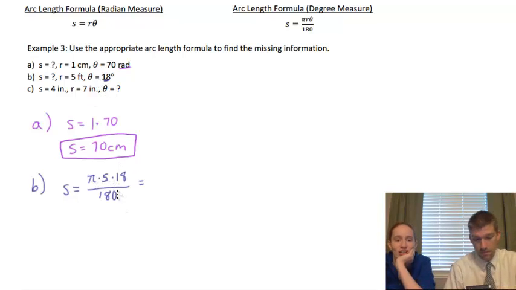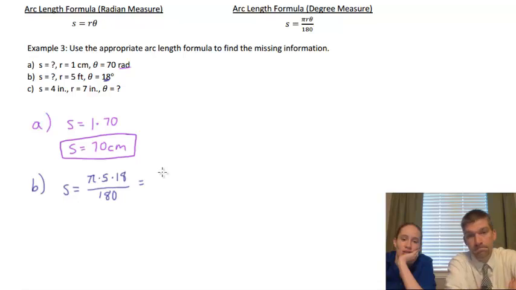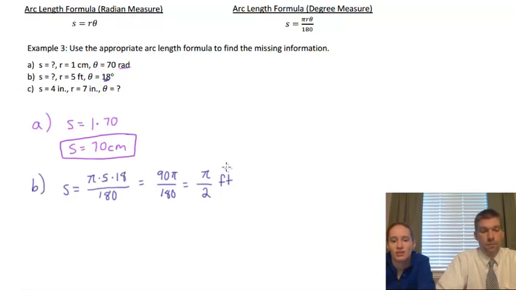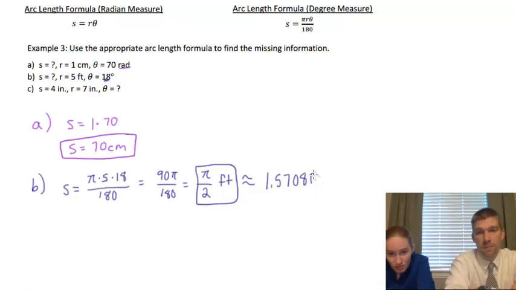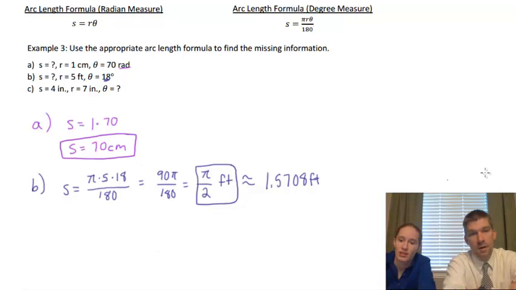So if you're writing it in terms of pi, you do 5 times 18 on top, which is 90, so that's 90 pi over 180. If you simplify that, 90 over 180 is a half, so that's pi over 2. And that's in feet, because our radius was in feet. If you really want a decimal answer, that's 1.5708, but we're fine with pi over 2 as an answer. This is a perfect time to start getting comfortable with pi over 2.